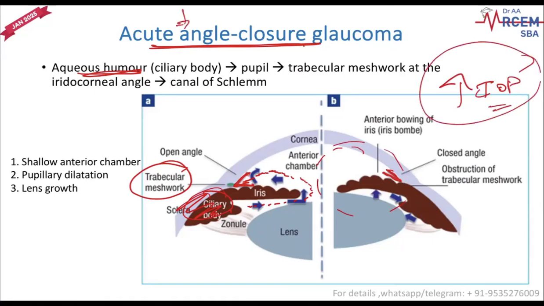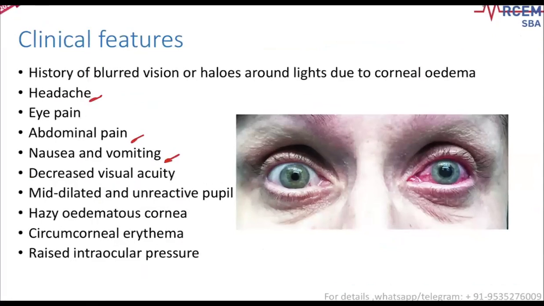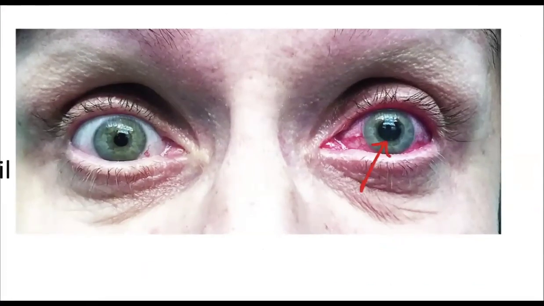The resulting increased intraocular pressure will result in severe pain. Along with the severe pain, systemic symptoms also start appearing, like headache, abdominal pain, nausea, vomiting. What are the reasons? A dilated pupil, a shallow anterior chamber, a lens growth, all this can result in narrowing of this angle. Classically on examination, the pupil will be mid-dilated. Mid-dilated means approximately 3 millimeters.